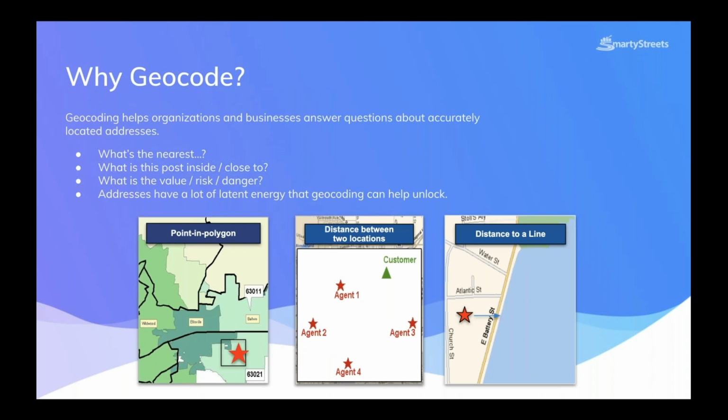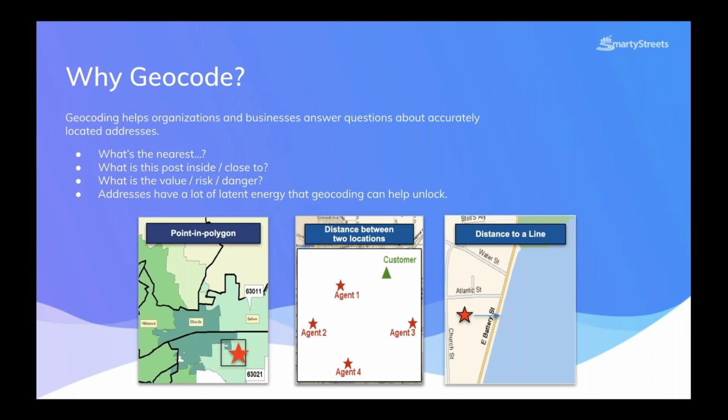And by the way, nobody memorizes their latitude and longitude values. I've been doing this 25 years. I love geocoding. I have never memorized my lat long values because it's not relevant to me. It's just a number. But I do know what is near or close to, or what that address is inside, or what's the risk or the value or the danger of a particular address because of that location. And that's really why people are geocoding: to be able to get to an answer regarding a geographic location.